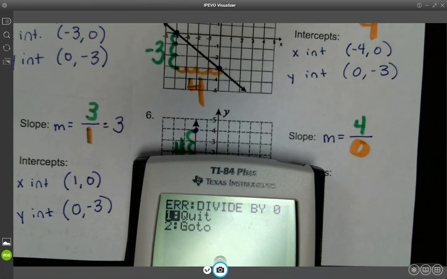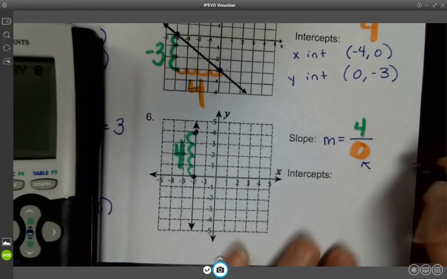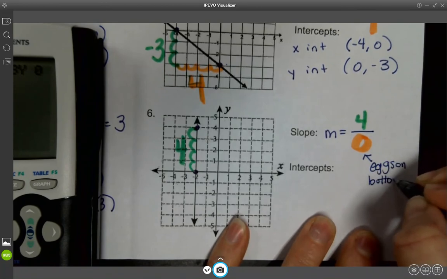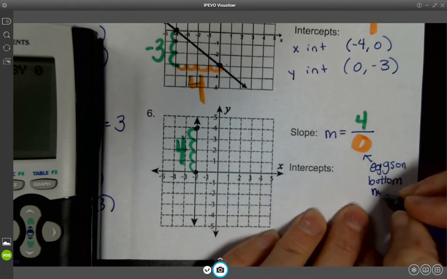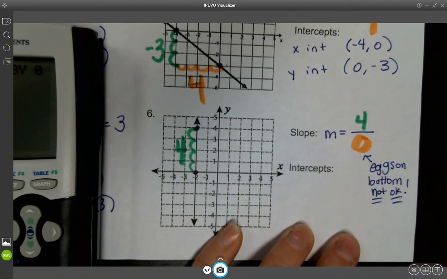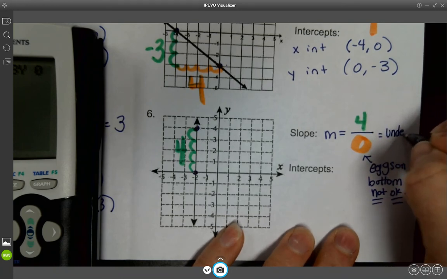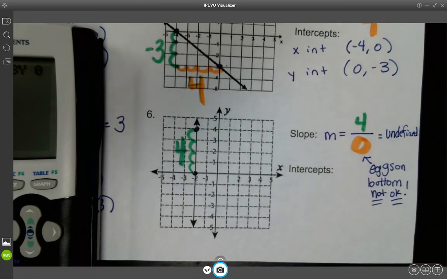Can we divide by 0? Can I have 10 friends and divide by 0 cookies? Or 10 cookies divided by 0 friends? What is it? All right. So this is like the eggs are on bottom. Eggs on bottom. Right. Not okay. Mom's going to get mad. She might say a bad word. Eggs on bottom, not okay. So this equals undefined. It's undefined slope. Falling off the cliff, like Slope Dude.